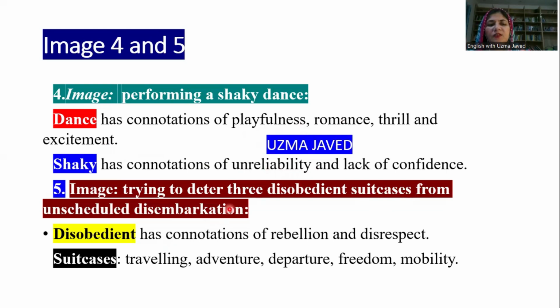The next image is trying to deter three disobedient suitcases from unscheduled disembarkation. Now, you see, this was a difficult image, but we can choose easy words for writing down the connotations. For example, suitcases has the connotation of traveling, where obviously we take suitcases when we are traveling. It has the connotation of even adventure or departure, mobility, on the move, and freedom. When you are free, it means that there is no responsibility upon you.